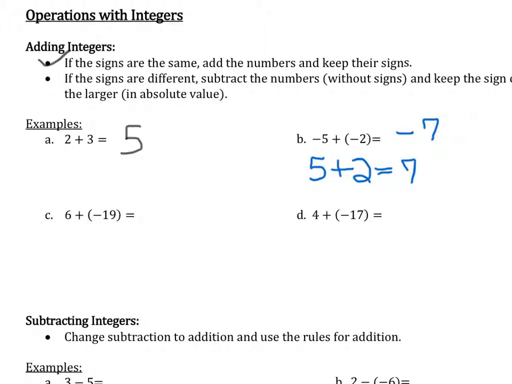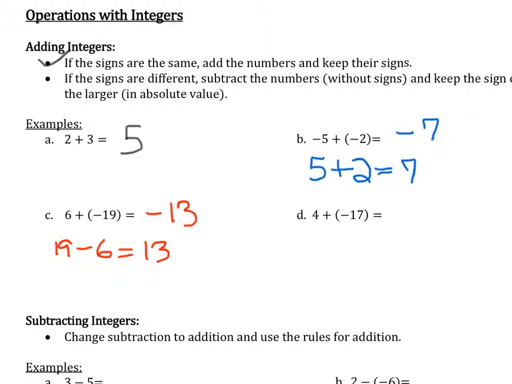Let's look at part C. In this example, we have 6 plus a -19. Again, that -19 is in parentheses just to make sure that you are aware that that's a -19 and it's not a part of that addition symbol being extended. But this time our numbers are different. And since they're different, I'm going to subtract 19 and 6. We normally subtract the smaller one from the bigger one, and we get 13. Since the number that looks larger when we think about its absolute value is -19, and since that's negative, my answer is going to be a -13.